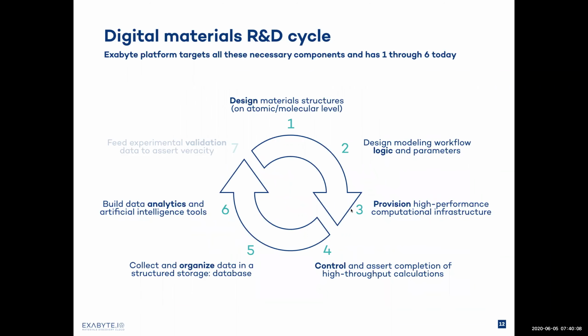If you think about the digital materials R&D cycle, we can identify several steps or several parts that users have to undergo in order to do their work. Right? And these steps include designing material structures on the atomic level. We're speaking about atomistic modeling. Designing modeling workflows, provisioning high-performance infrastructure, controlling the calculations, collecting the data, building analytics, and then feeding experimental validation to assert veracity. And today we support 6 out of the 7 parts of this R&D cycle.